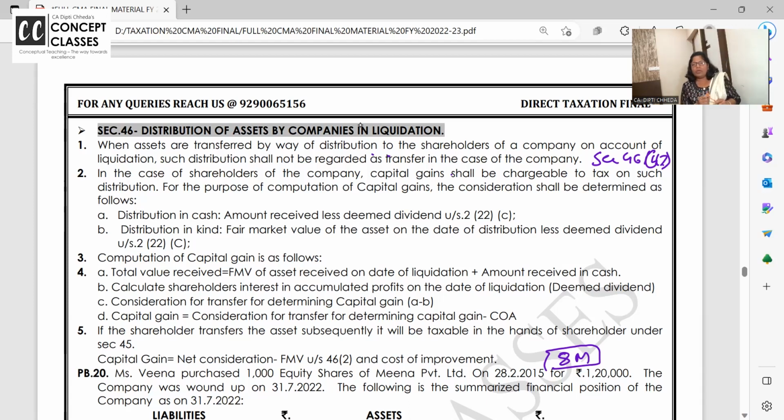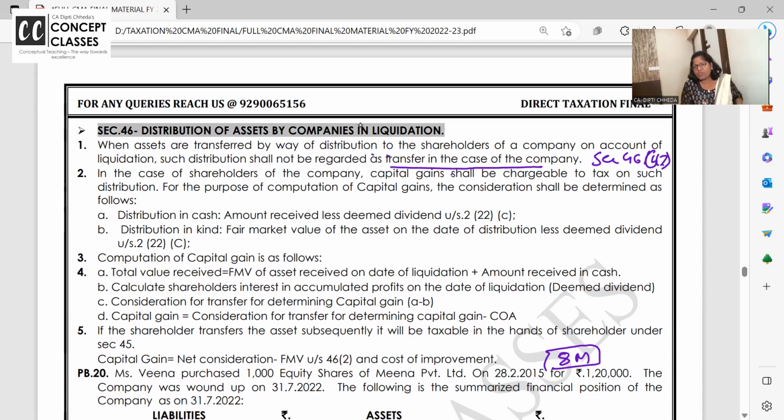Followed or not? Any asset which is transferred to the shareholder by the company on account of liquidation is a transfer which is exempt in case of the company. Go back and read your internotes. Holding to subsidiary, subsidiary to holding, transfer of the assets to the shareholders on liquidation. Is it a transfer? Yes. It is exempt in the hands of the company.